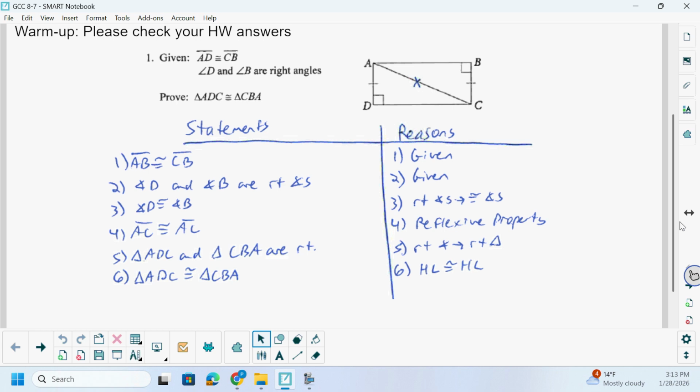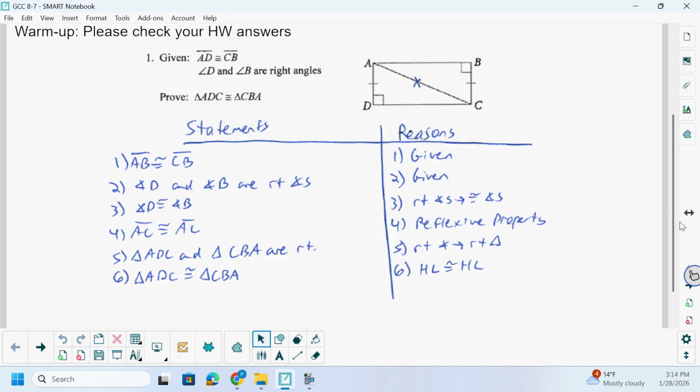So from our givens, we had AB congruent to BC, and with our right angles in step 3 there, we can do right angles implies congruent angles. The congruent angles are D and B. We're then one thing short, so we'll do reflexive property, AC congruent to AC.